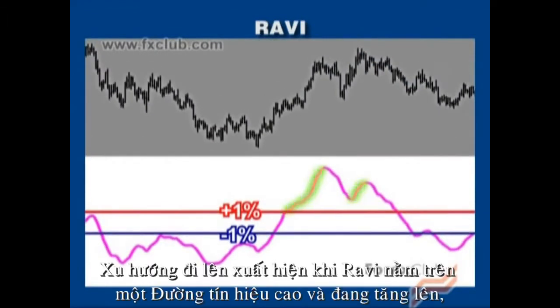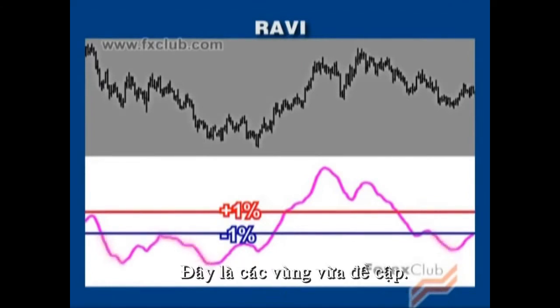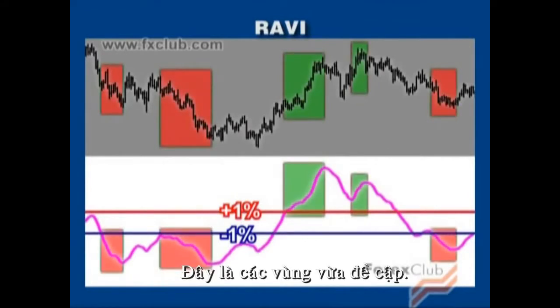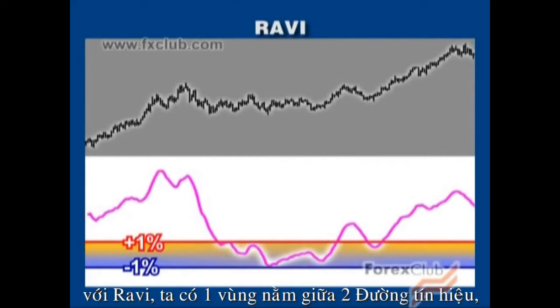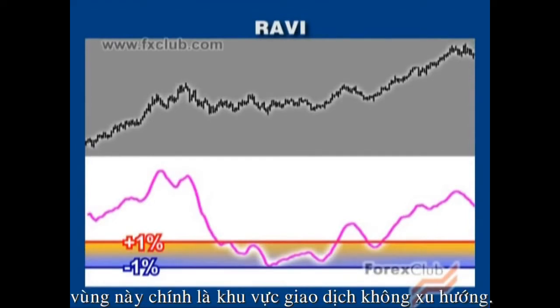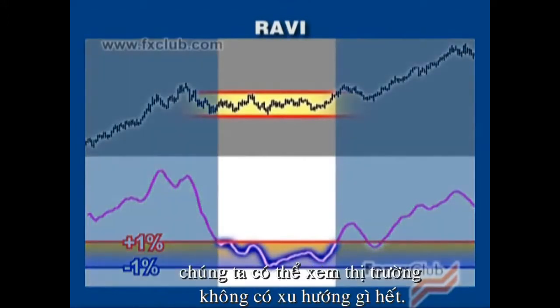We have an uptrend situation when RAVI is above the upper signal line and rising. Conversely, it's a bear market if RAVI is below the lower signal line and falling. Here are these zones. A further difference to price oscillator is that with RAVI there is a zone between the two signal lines. It's the trading range zone. If RAVI doesn't leave this zone between plus 1% and minus 1%, we view the market as trendless.